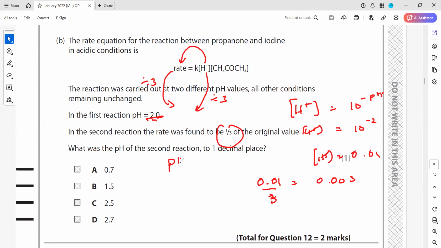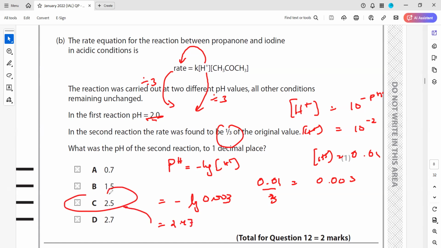Now we'll find the pH. So pH is equal to minus log of hydrogen ion concentration. So minus log of 0.003. So we got 2.47, which is equal to 2.5.